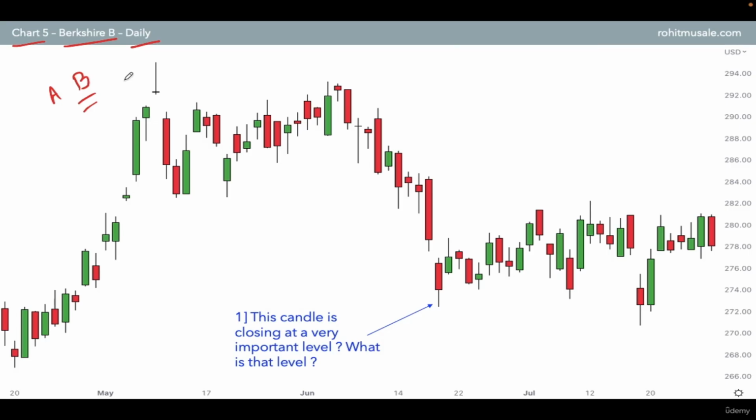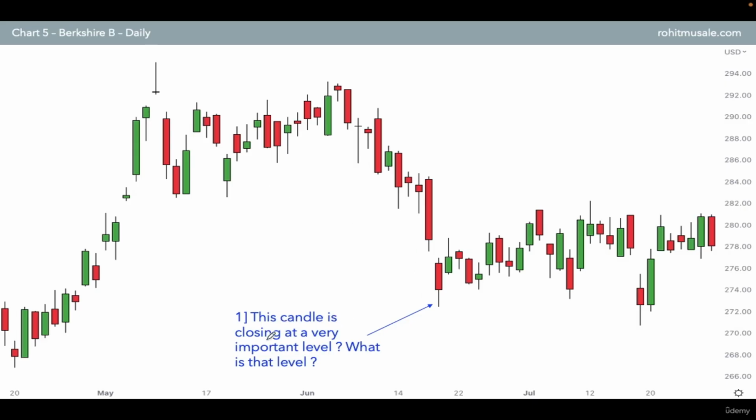By the way, Berkshire Hathaway is a company owned by Warren Buffett and Charlie Munger, two of the greatest investors in the world, value investors in the world. Anyways, coming back to our questions.